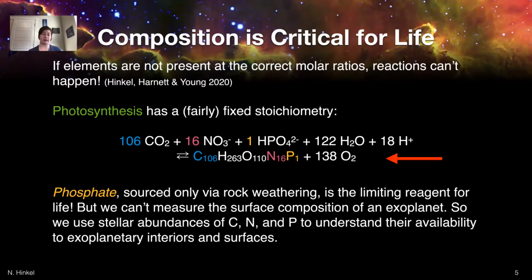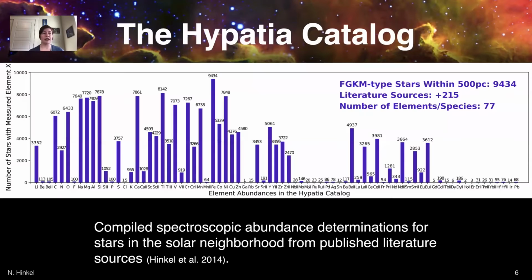In order to do this, we use the Hypatia catalog. This is a database that I put together a number of years ago. It's the largest database of stellar abundances for stars that are relatively near to the Sun. And what I mean by that is that these are F, G, K, or M-type stars, all main sequence stars, so they have a long time to live, are fairly stable, and it's easy to measure their elemental abundances, all of them within 500 parsecs of the Sun.